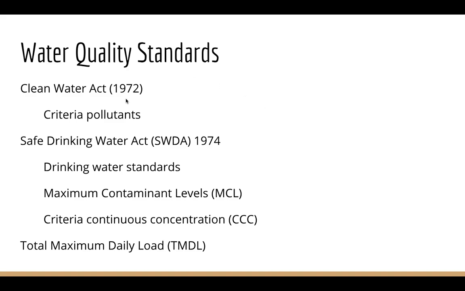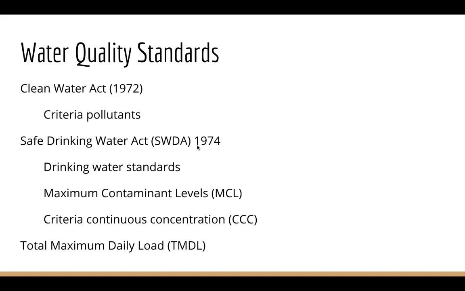And the Clean Water Act looks at criteria pollutants, which include 167 chemicals and substances. The majority of those are toxic, but they could also be nutrients or pH or hardness.